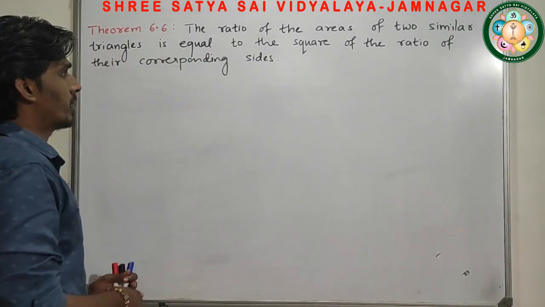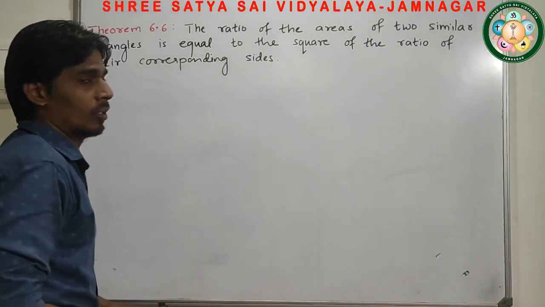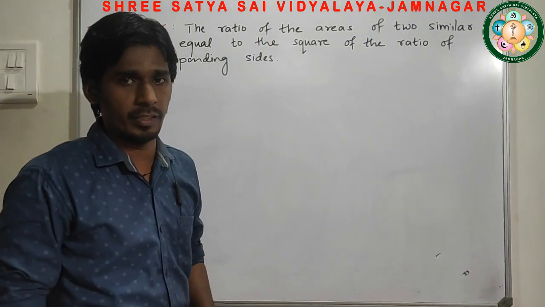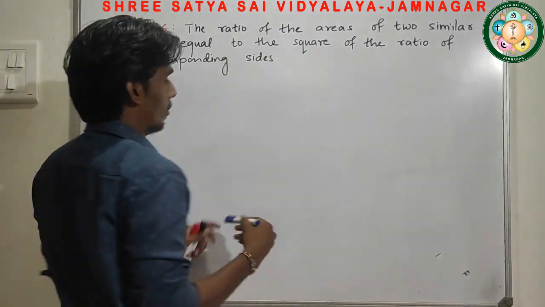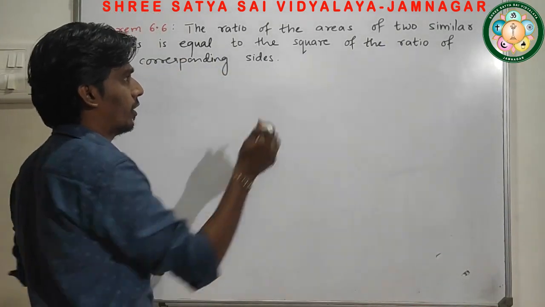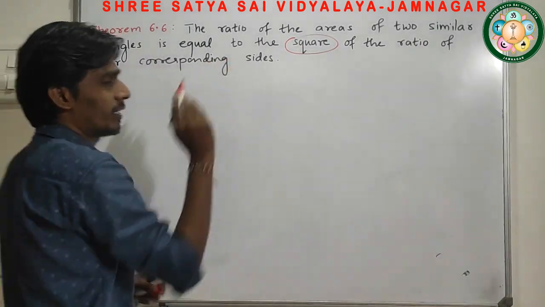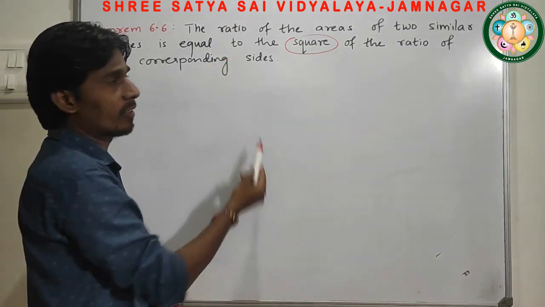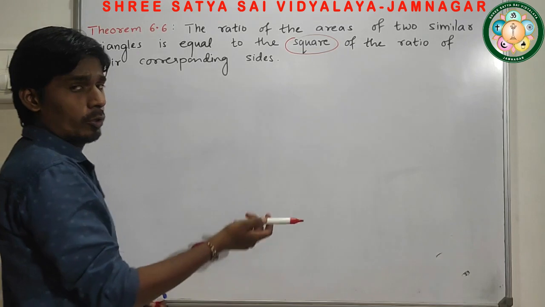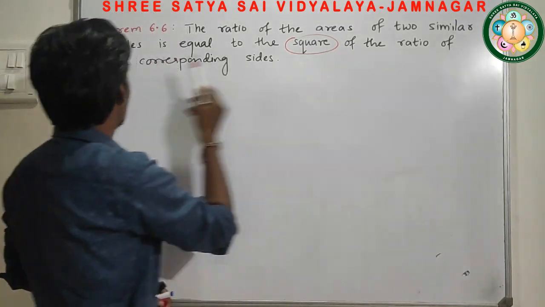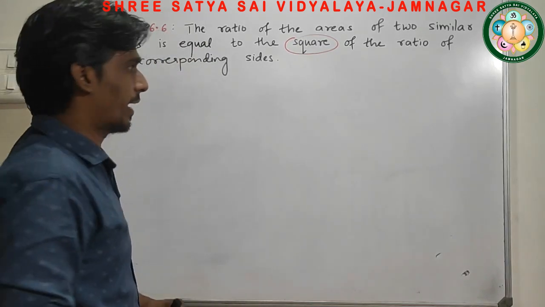This theorem 6.6 states that the ratio of areas of two similar triangles, so two similar triangles is already given in the statement itself, is equal to the square of the ratio. Now this is an important one. It's given what? Square of the ratio of the corresponding sides. So first of all, it's given the ratio of areas of two similar triangles is equal to, we have to prove that, the square of the ratio of the corresponding sides. Now let me explain with a diagram.